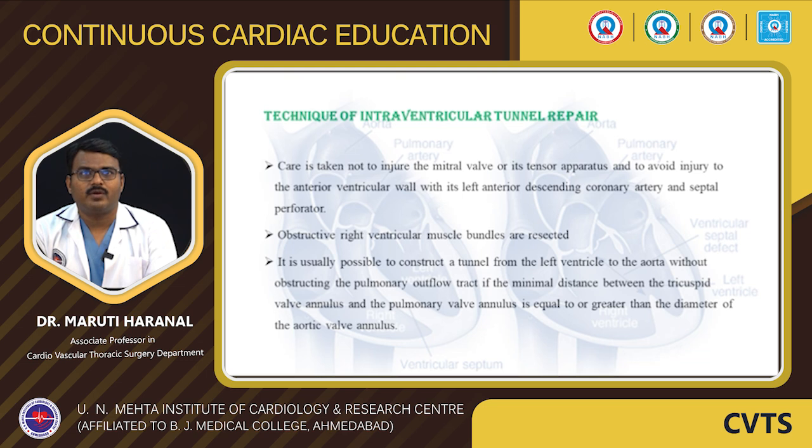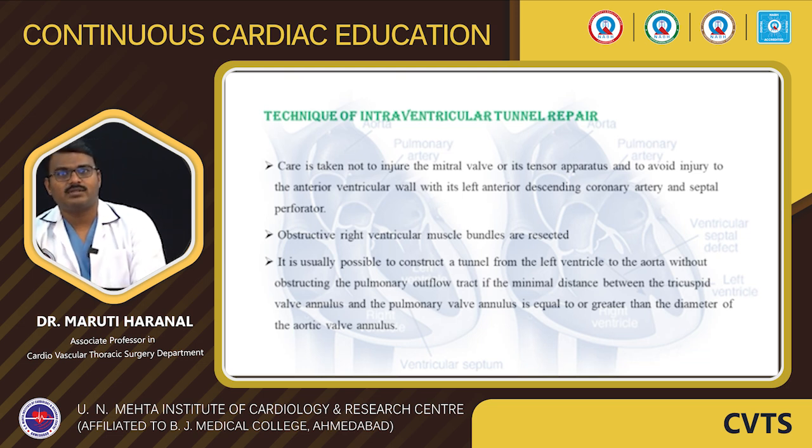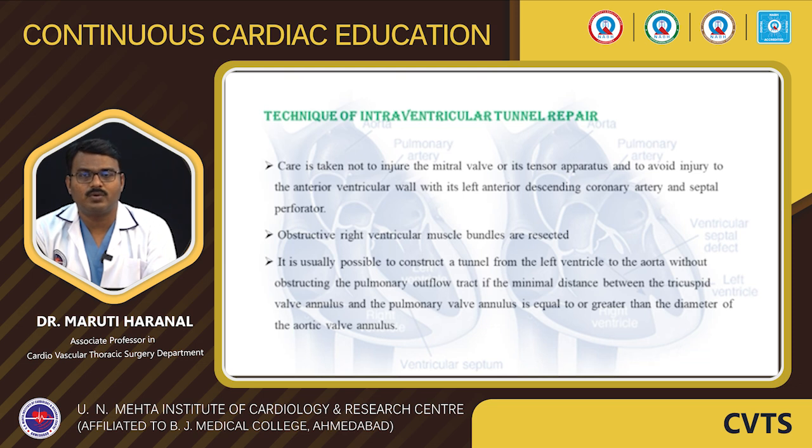In cases of intraventricular tunneling, care has to be taken not to injure the mitral valve or its tensor apparatus, and to avoid injury to the anterior ventricular wall with its left anterior descending coronary artery and the septal perforator. Obstructive right ventricular muscle bundles should be resected. It is usually possible to reconstruct a tunnel from the left ventricle to the aorta without obstructing the pulmonary outflow tract if the minimal distance between the tricuspid valve annulus and the pulmonary valve annulus is equal to or greater than the diameter of the aortic annulus.